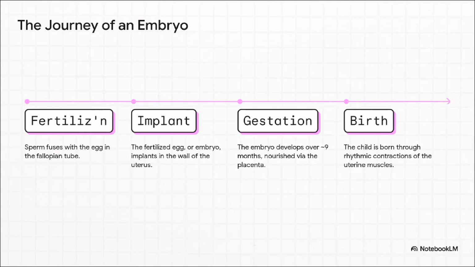It all starts with fertilization, when one sperm meets the egg. That fertilized egg, now an embryo, travels down to the uterus and implants itself in the wall. Over the next 9 months or so, it develops, getting all its nutrients from the mother through an amazing organ called the placenta, right up until it's ready for birth.